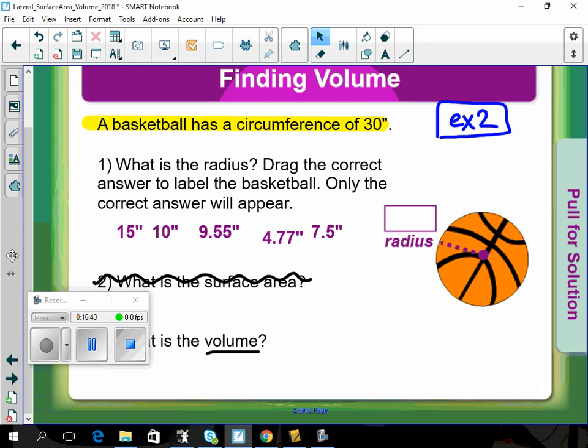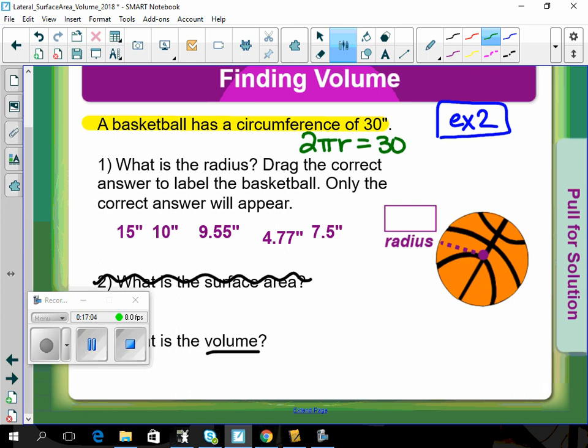What are we given? Circumference. Do I have a formula for circumference? What is it? It's on your formula sheet too. 2 pi r. Very good. So I know that 2 pi r is equal to 30. Do you agree with that?